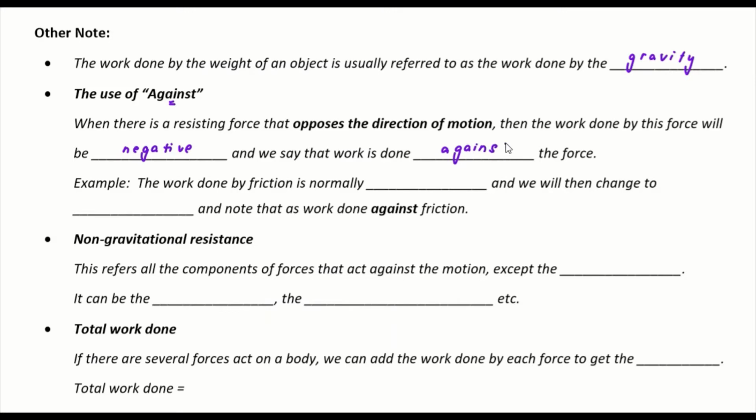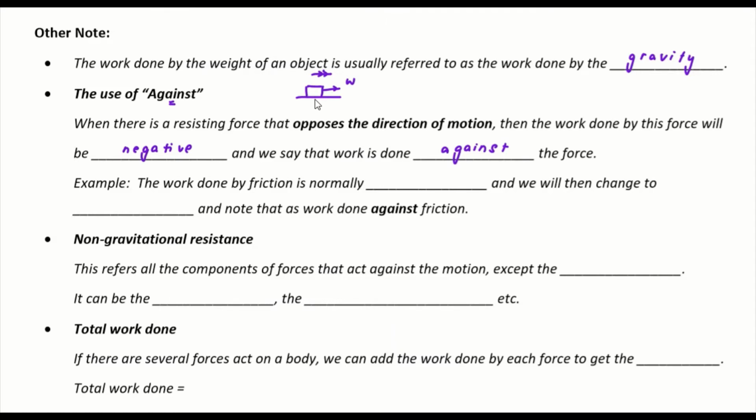Okay, let me give you an example. If let's say this is an object, let's talk about an easier one. If you try to pull this object, which means the box is moving towards the right hand side, when you pull the box, it helps you to move this object. So the force is parallel, in the same direction as the direction of motion. So that's why the work done will be a positive number.